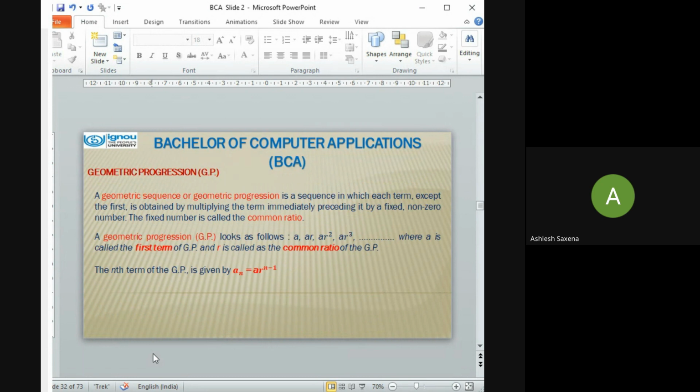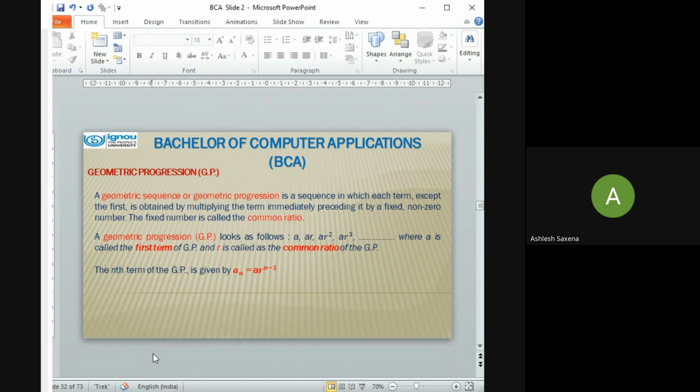You are aware that we used difference in arithmetic progression. Now here we will be using the word ratio. Ratio means division. Difference means difference. How to remember it? In arithmetic progression, we were supposed to find the difference, and in geometric progression, we will be finding the ratio. There, in arithmetic progression, the first term was A. In geometric progression, the first term will be A.